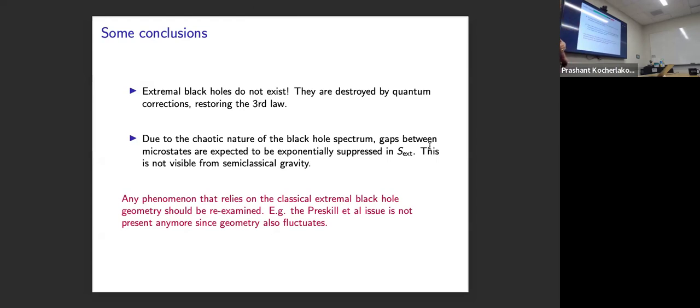The second point is that due to the chaotic nature of the black hole spectrum, indeed we expect gaps between the microstates to be suppressed in the entropy, but okay, this is not visible from semiclassical gravity, but we also don't expect it to be, so that's okay.